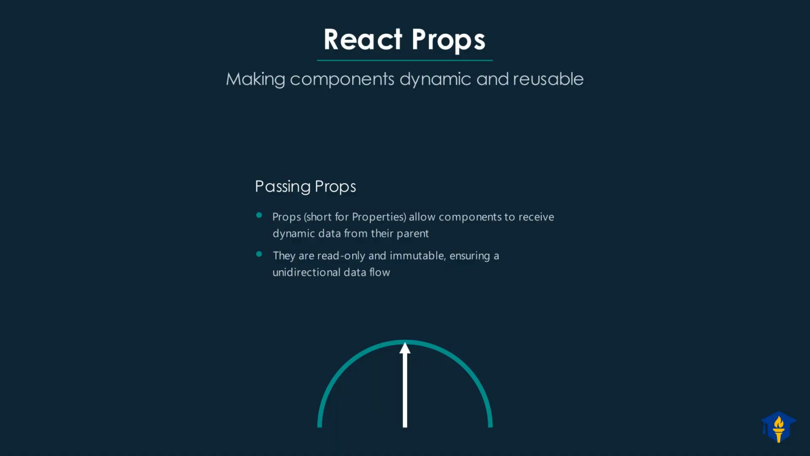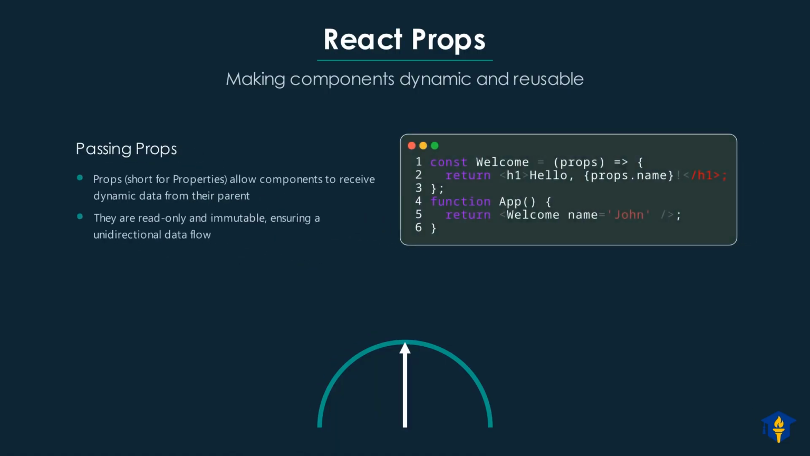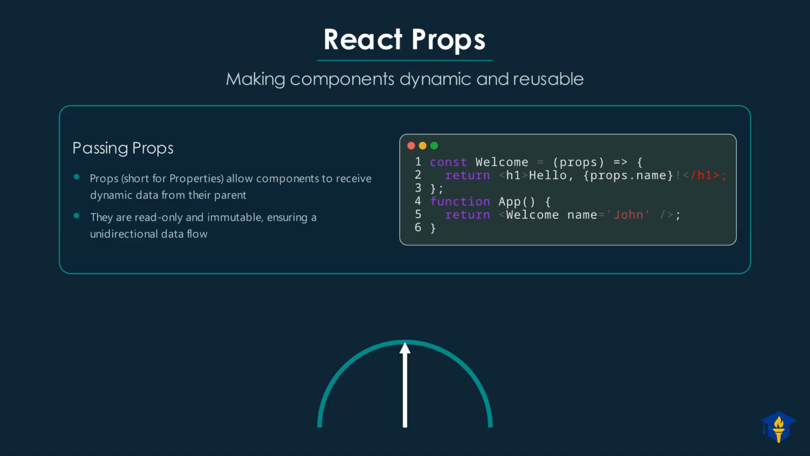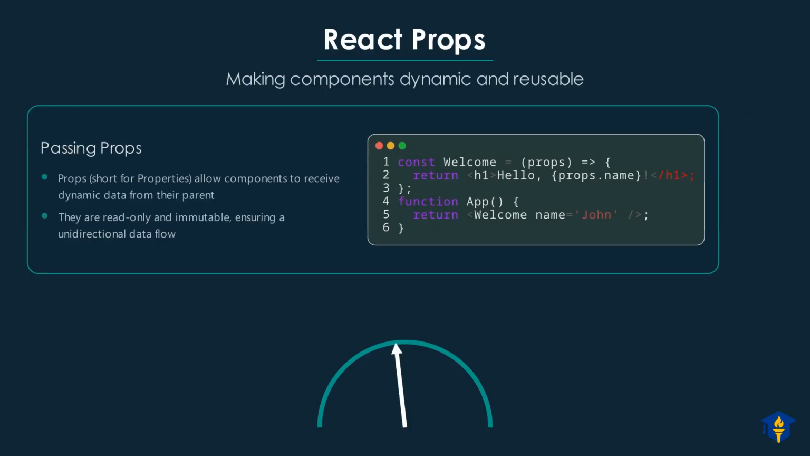Props, short for properties, allow components to receive dynamic data from their parent, ensuring unidirectional flow. This code demonstrates passing a name prop from the App component to the Welcome component, making it dynamic.